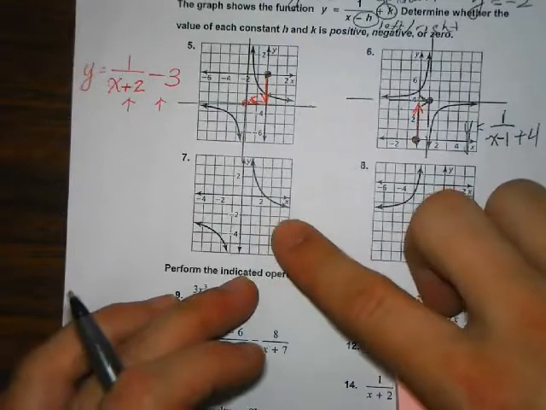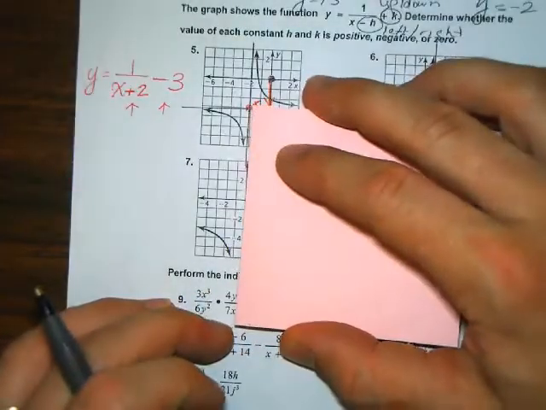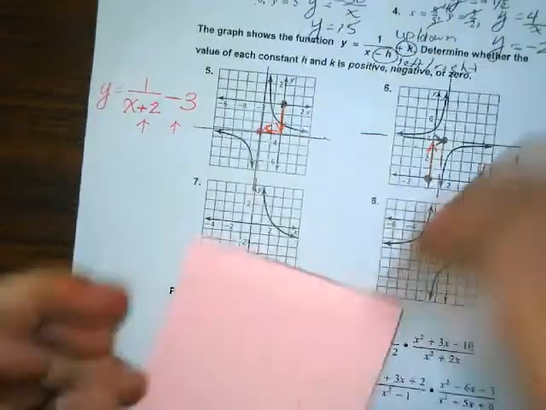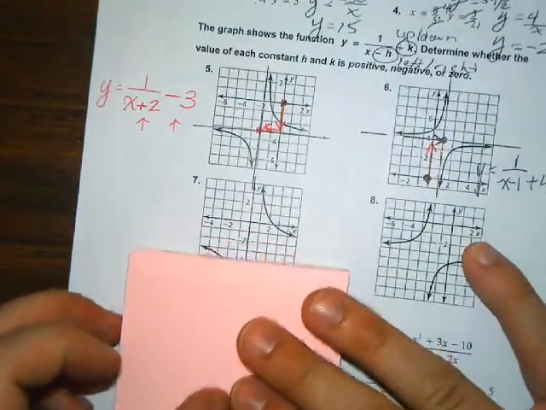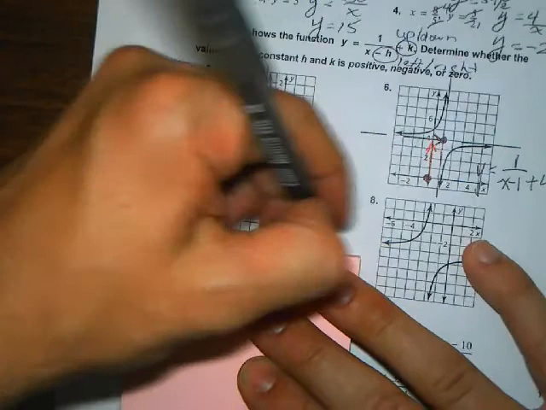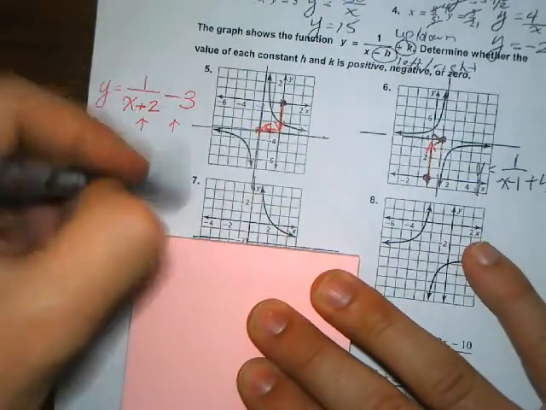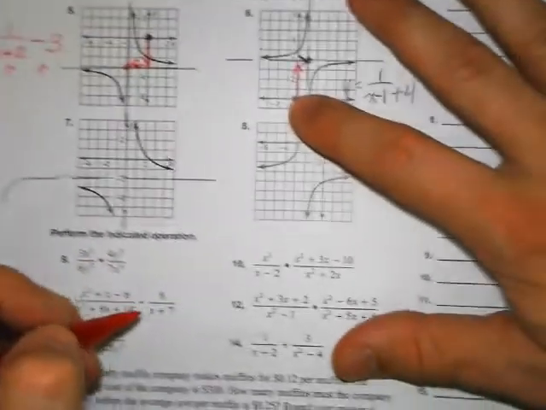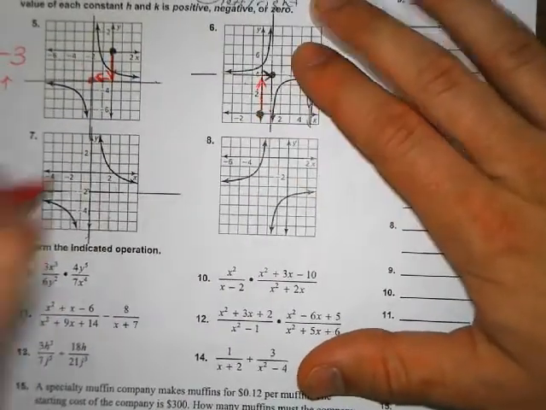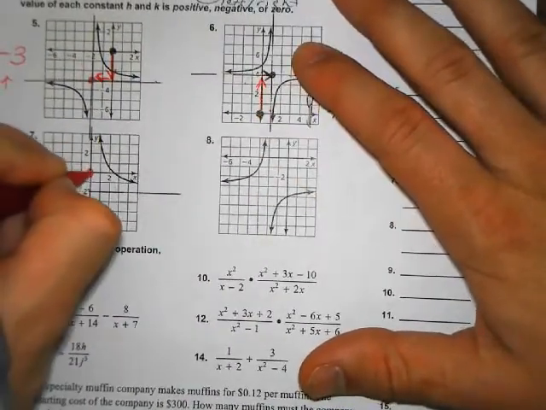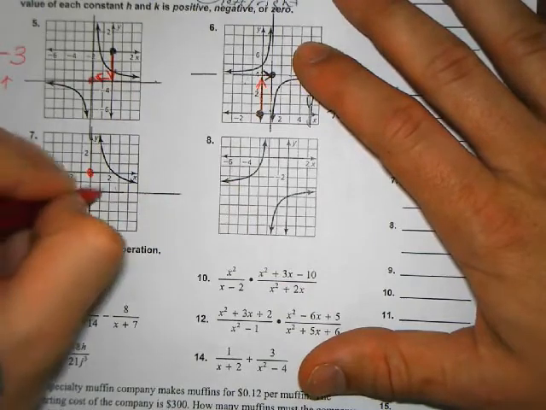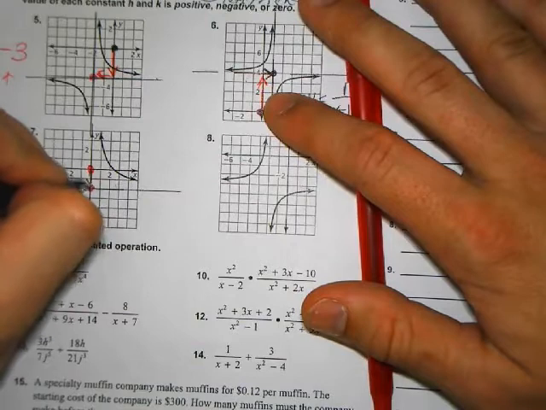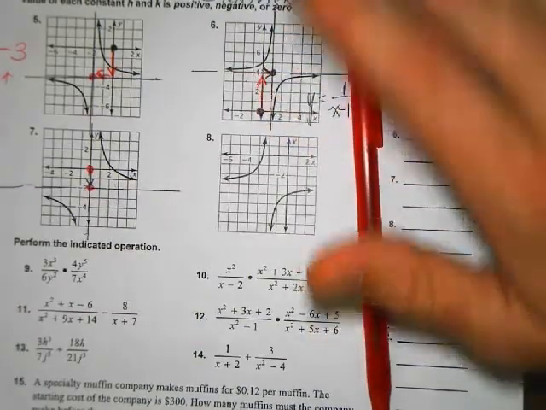Let's move on to number 7. Again, we can set our asymptotes up exactly where they should be, in the center of our functions. We're going to look at 0, 0 here, and then our new asymptote cross, which is down here. Actually, the only thing that happened here is we translated down 2 units.